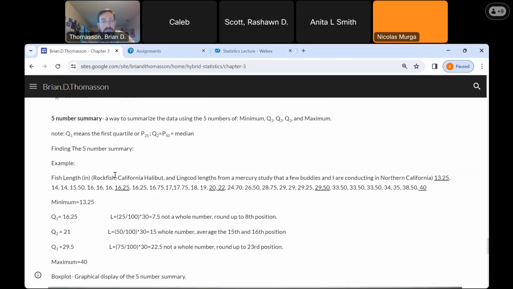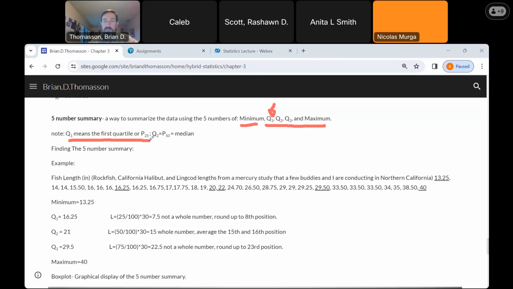Now we have the five number summary. So this five number summary, we have the minimum, Q1, Q2, Q3, and maximum. Before we get too involved, let's figure out what Q1 means. Q1 just means the first quartile or P25. So it's just a fancy name for P25. First quarter, 25% below, 75% above.